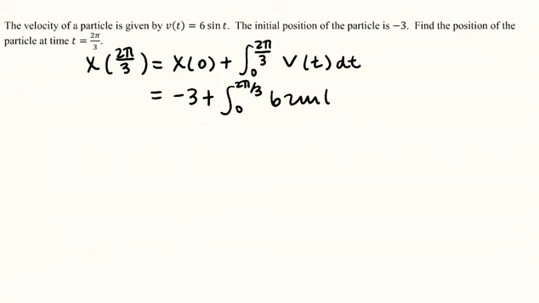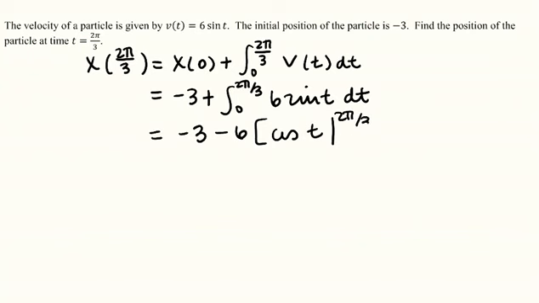Okay, so 6. And so this is going to be -6 cosine of t as t runs from 0 to 2 pi over 3. Okay, cosine of 2 pi over 3 is -½. Yeah, it's not very far over. And cosine of 0 is 1.